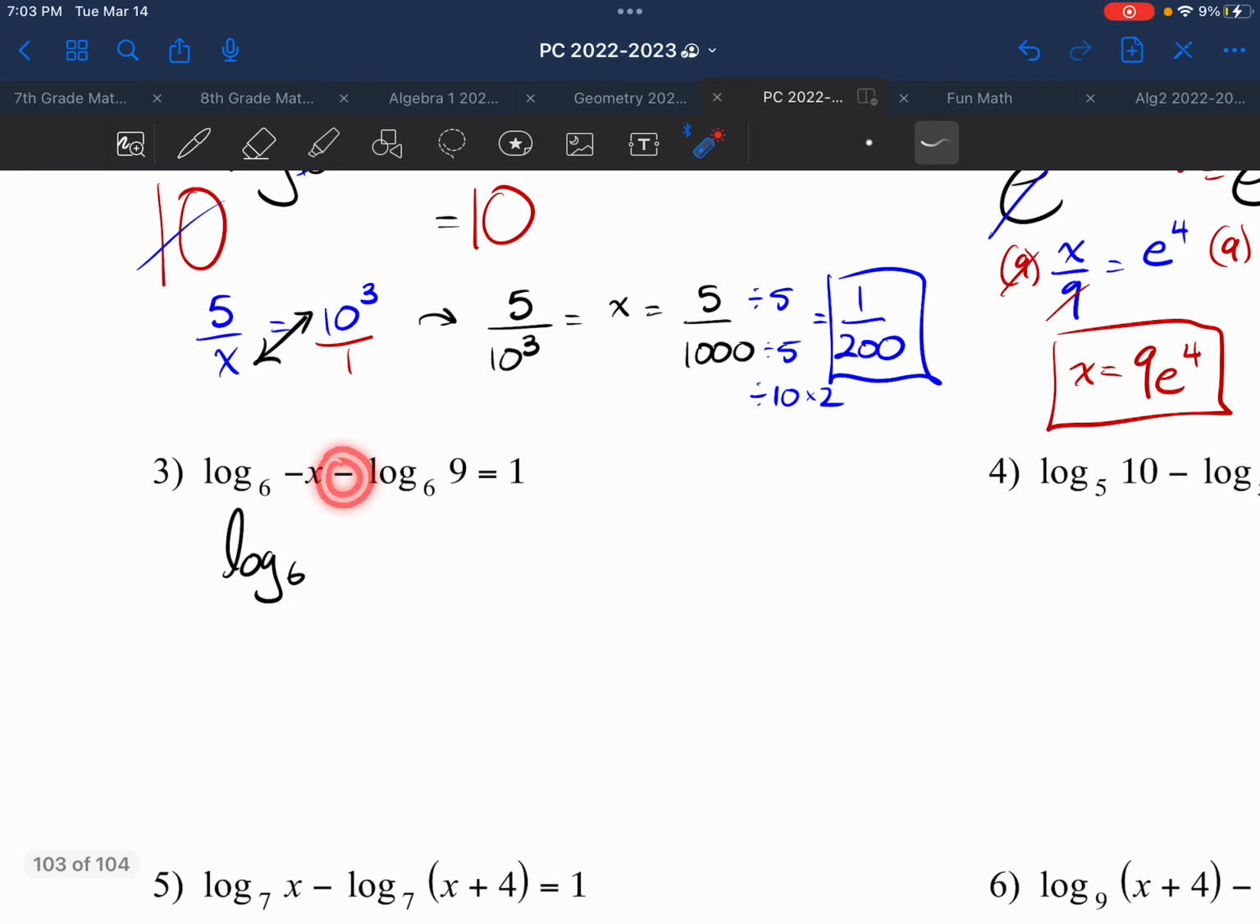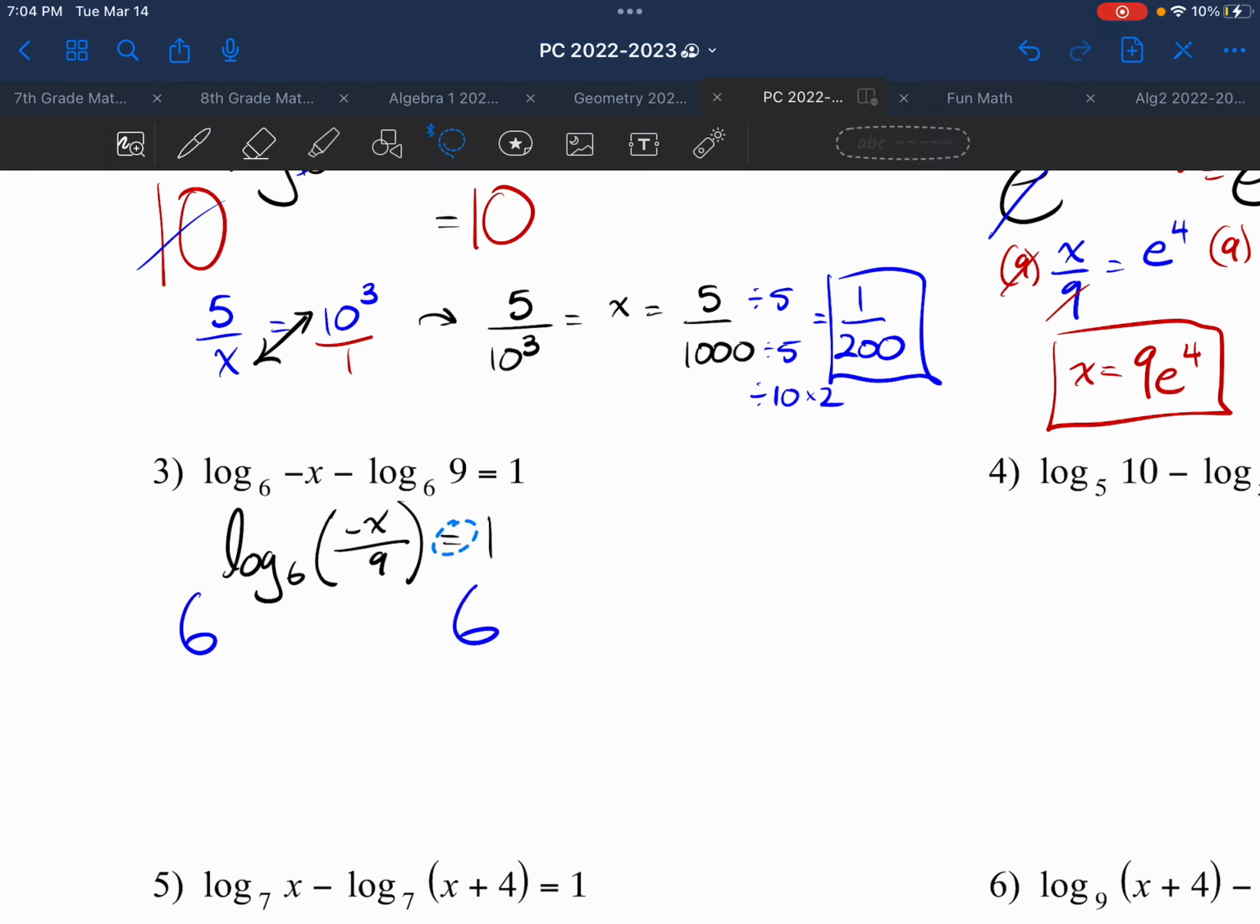But again, subtraction means we do division on the inside. So on the inside, we do division, negative x divided by 9, and this side still stays 1. We've combined it into one logarithm. Exponentiation, here we come. This is going to be 6 to the power of log base 6. Again, you're just matching this base. It needs to be this base down here. And exponentiation with 6 on the right-hand side as well.